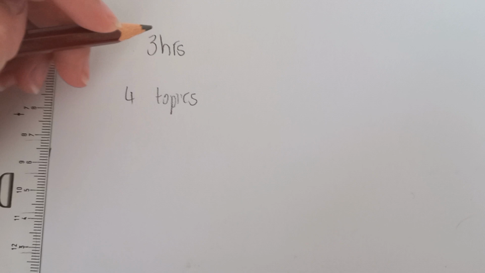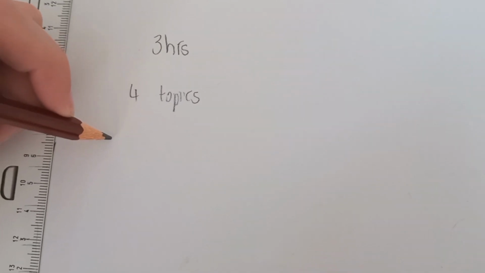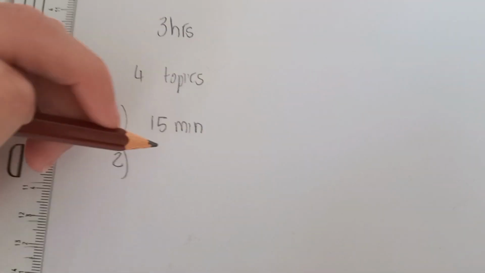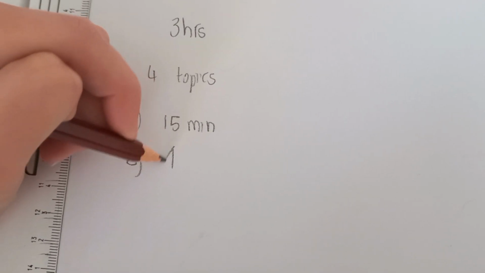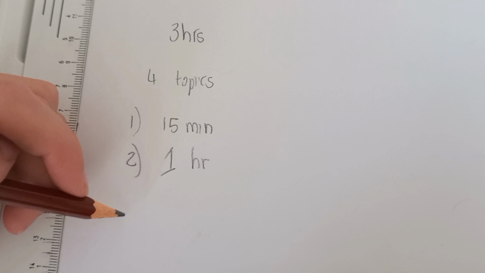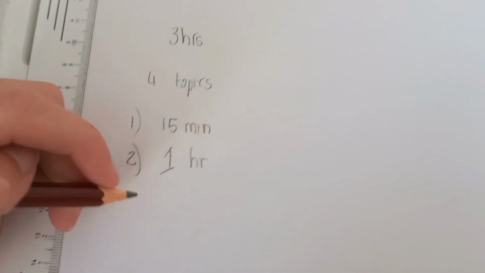Okay, 4 topics. So say you get civil analytical. So you're going to go topic 1. It took me 15 minutes to do civil analytical. Topic 2 was civil drawing. It took me an hour. Okay, then you say, okay, 2 topics have already taken me an hour 15 minutes and I only have 3 hours. So what are you going to do next?